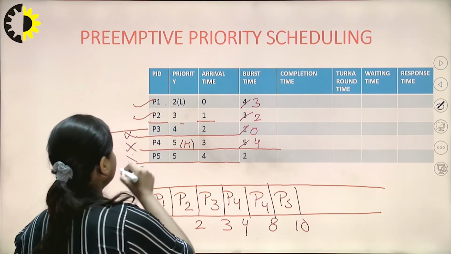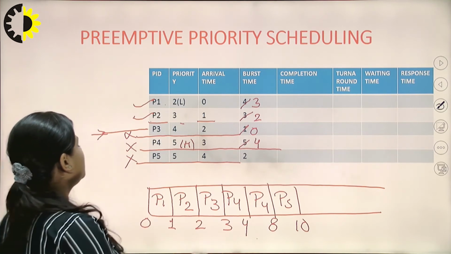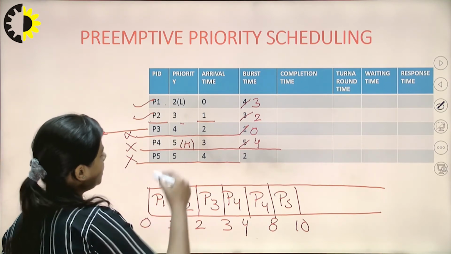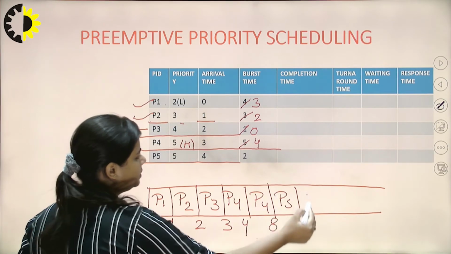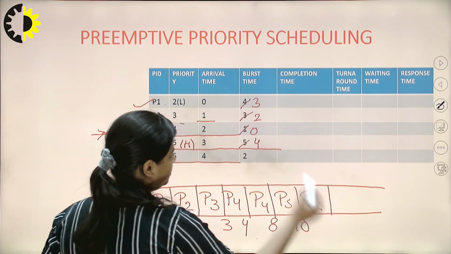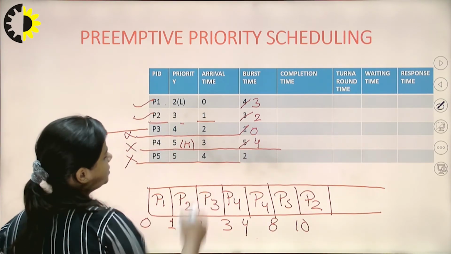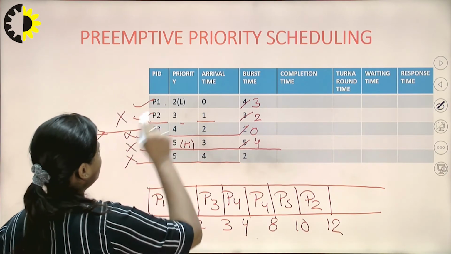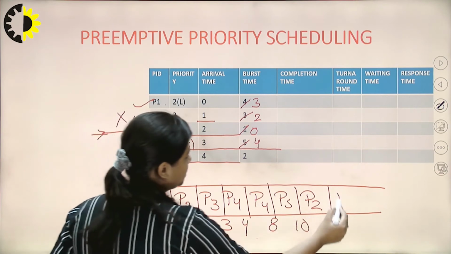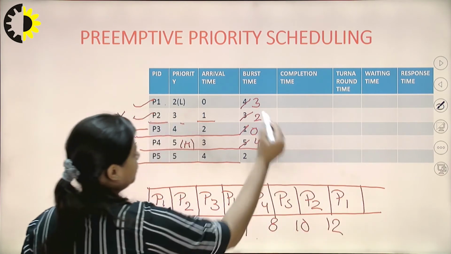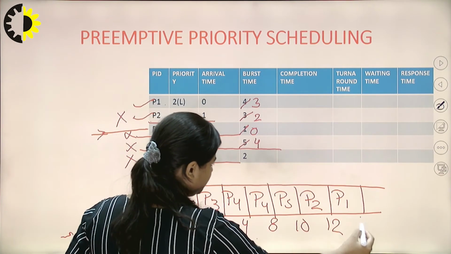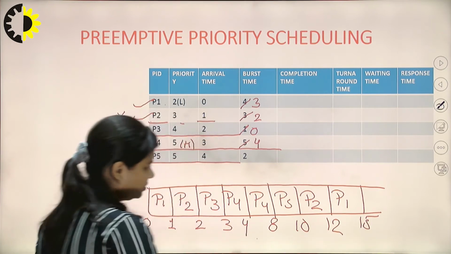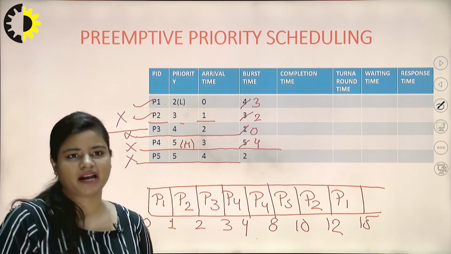It is also done. Now we are having only 2 processes, and P2 has the higher priority. So it is looking for CPU for 2 time, which means 12. It is all done. Now P1, which has the lowest priority, is looking for CPU for 3, which means a total of 15. So this is all about the Gantt chart.